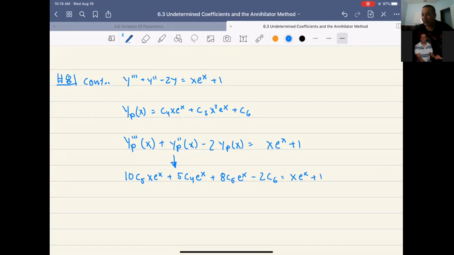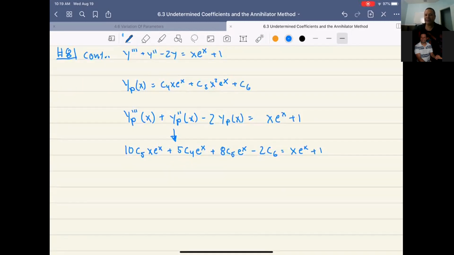Again, you could have done this whole thing with Sage, but that would be cheating. We're trying to understand this particular method, so I wanted to do at least this method by hand. So x e to the x. If you look at x e to the x on both sides, you get 10 c5 equals 1. So c5 equals 1/10. Yep, that's what I got yesterday.